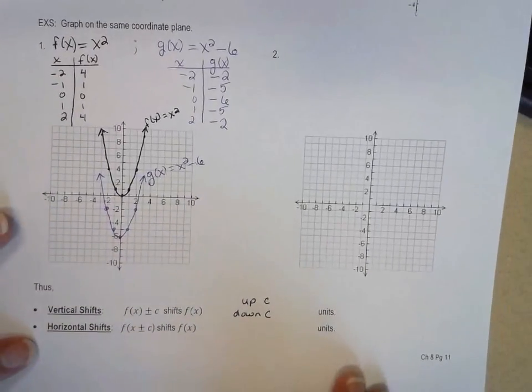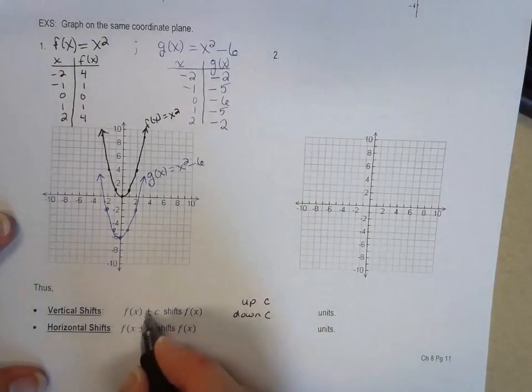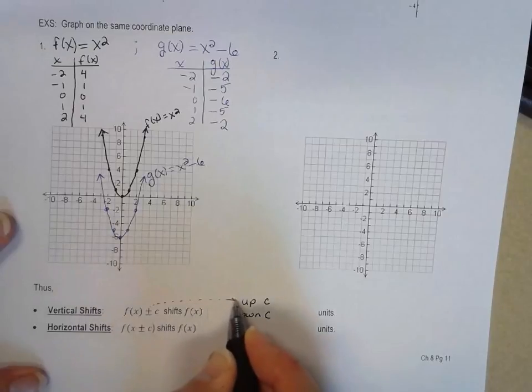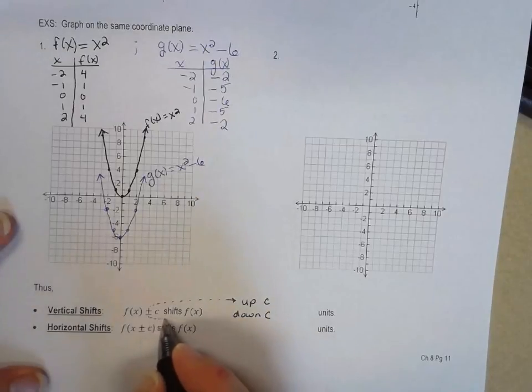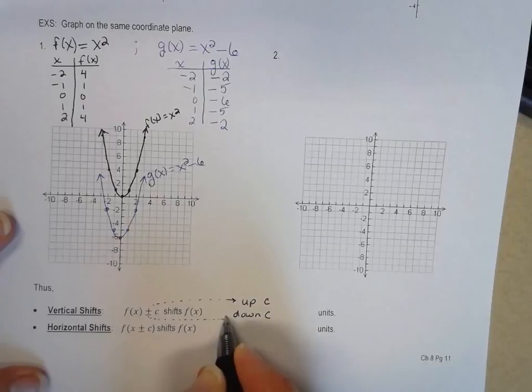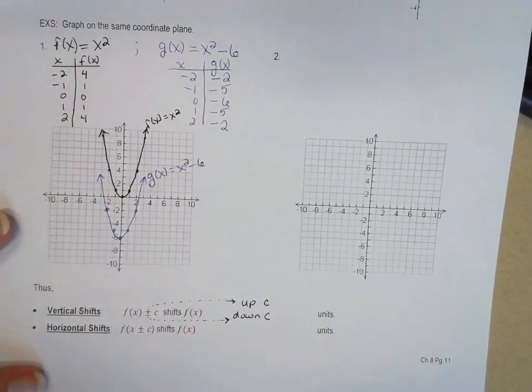Sorry, I keep sliding this off the screen. So the positive tells you to go up c units, and if it's negative, or minus c, then you would go down c units.